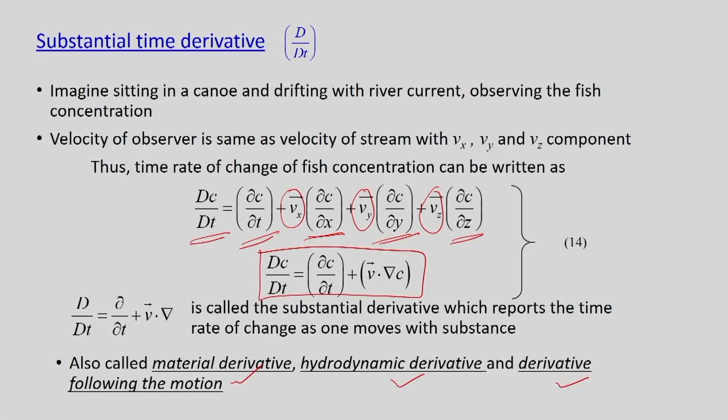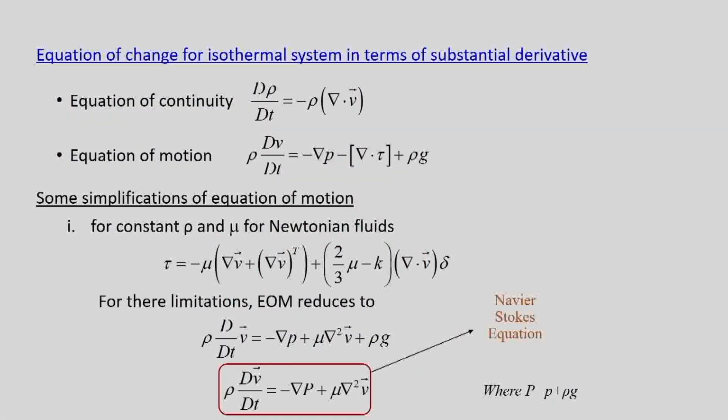So, this substantial time derivative is much more reliable than the total time derivative, which is much more reliable compared to the partial time derivative. The partial time derivative is the least accurate, and the substantial time derivative is the most accurate. Now, after defining the substantial derivative, if you write the equation of continuity and the equation of motion in terms of the substantial derivative, you can write the continuity equation as D rho by Dt is equal to minus rho del dot v.